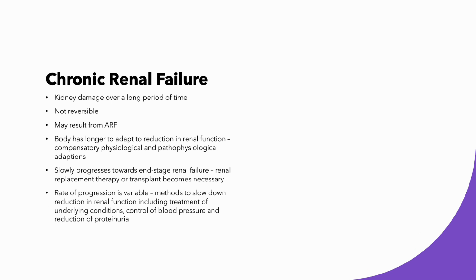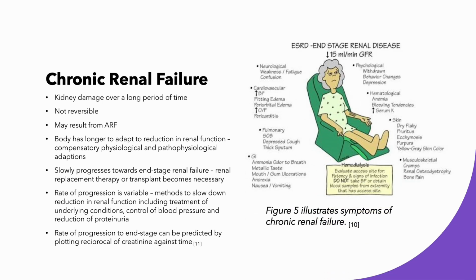The rate of progression is variable, and there are methods to slow down reduction in renal function, including treatment of underlying conditions, control of blood pressure, and reduction of proteinuria. The rate of progression to end stage can also be predicted by plotting a reciprocal of creatinine against time. Figure 5 shows various symptoms of chronic renal failure. These can vary as they are most likely related to underlying conditions that the patient already had.